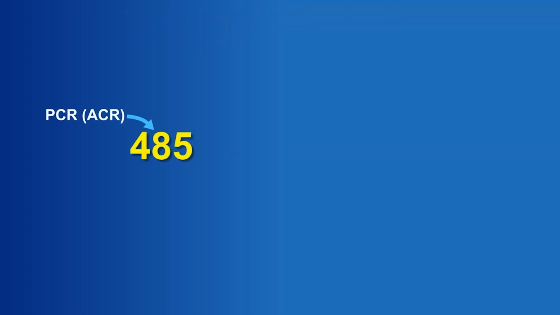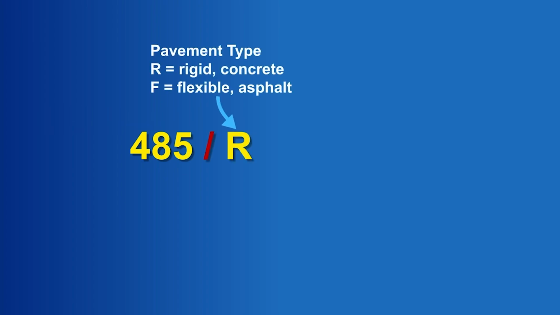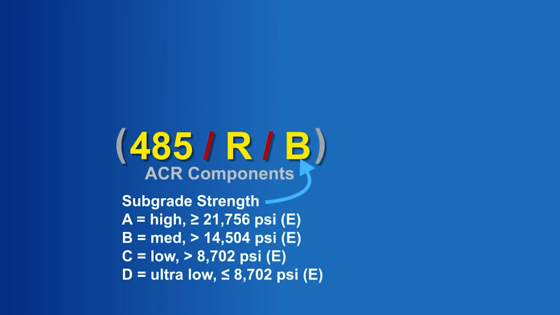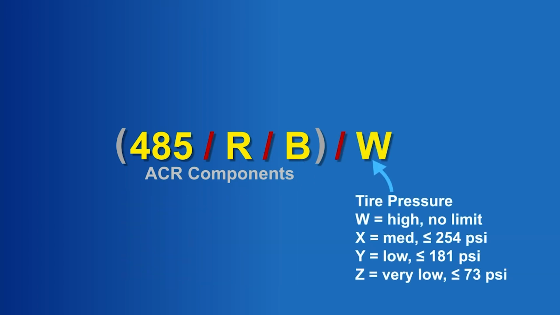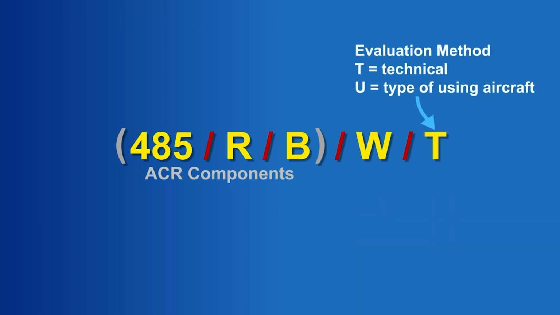PCR is reported as a 5-part code. 1. Numerical PCR is 2 times the derived single wheel load reported in hundreds of kilograms. 2. Pavement type is either R for rigid or F for flexible. 3. Subgrade strength category is divided into 4 standard strengths for calculating and reporting. 4. Allowable tire pressure consists of 4 codes representing unlimited to low PSI. 5. Method used to determine the PCR is either T for technical or U for using aircraft.